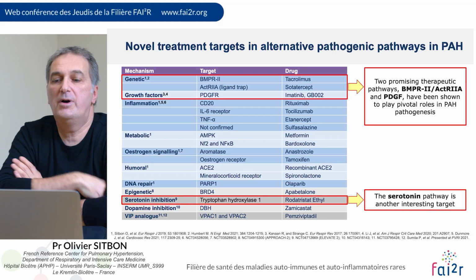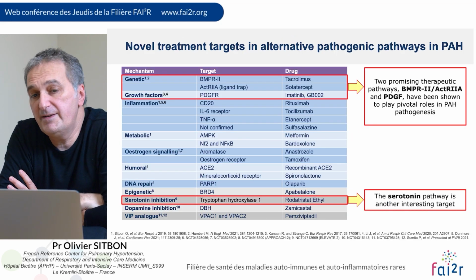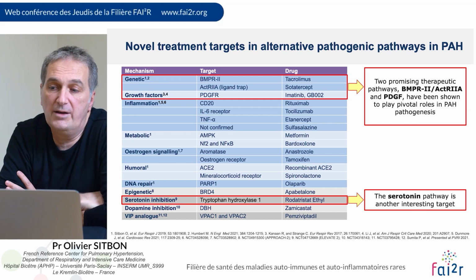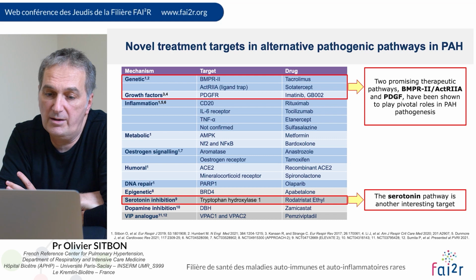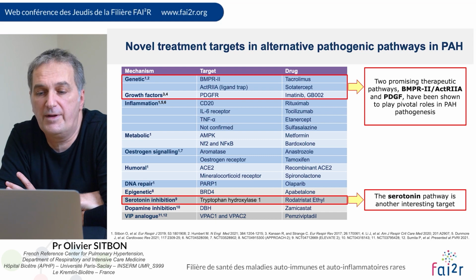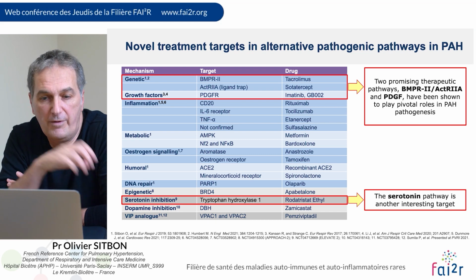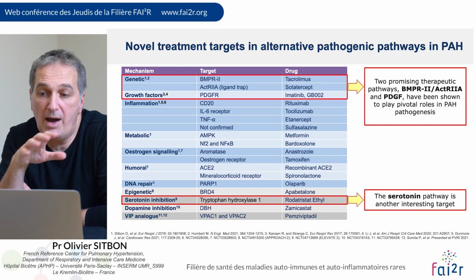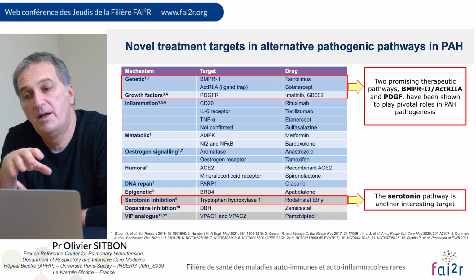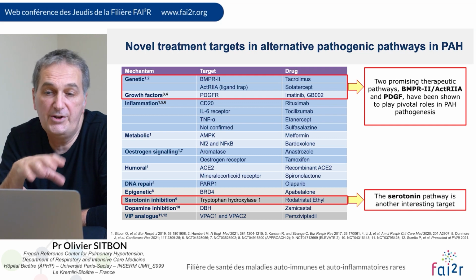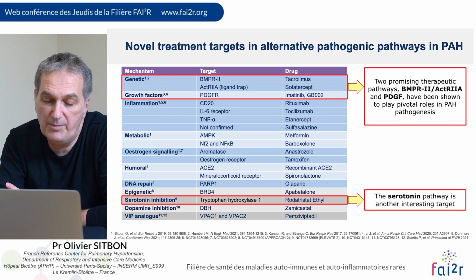What about the new potential targets and the novel treatment targets in PAH? There are many targets and many drugs. There are also a lot of randomized phase 2 trials that were negative. However, there is some hope with some approaches, in particular the BMPR2 activin pathway and the PDGF pathway, and maybe the serotonin pathway.